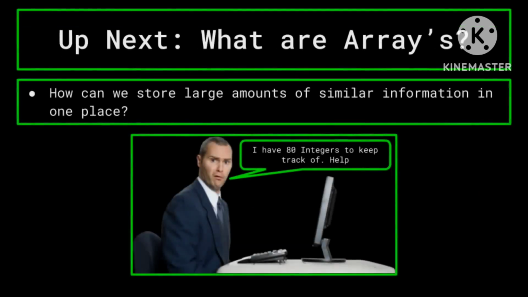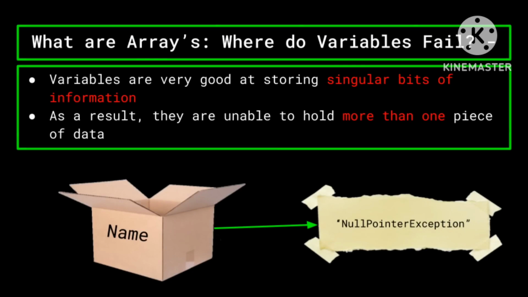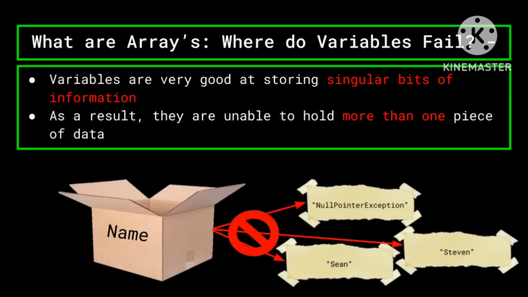So now that we know how to make and use variables, how to compare them, and what we can do with those comparisons, let's move on to another foundational concept of computer science, and that is arrays. Now we've already talked about variables, and how great they are for storing singular bits of information for making our code more simplistic. But one of the biggest drawbacks that comes with variables is their inability to hold more than one piece of differing information.